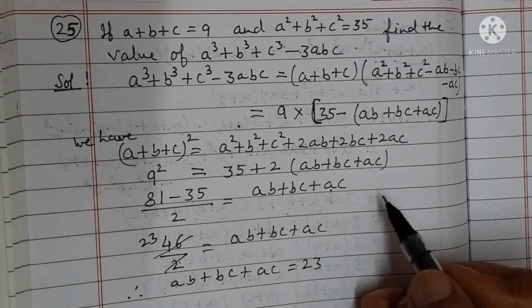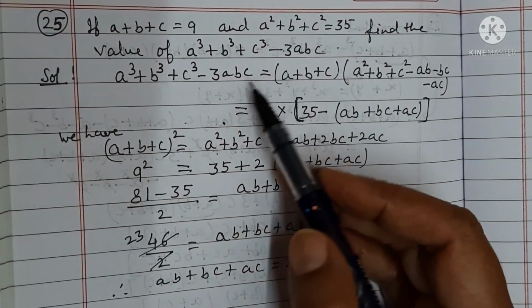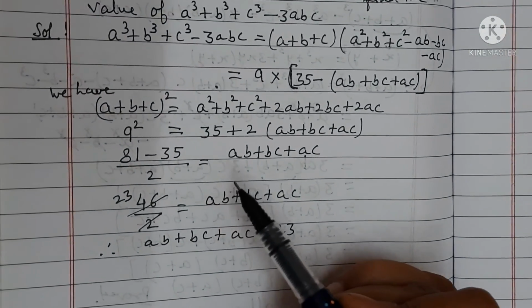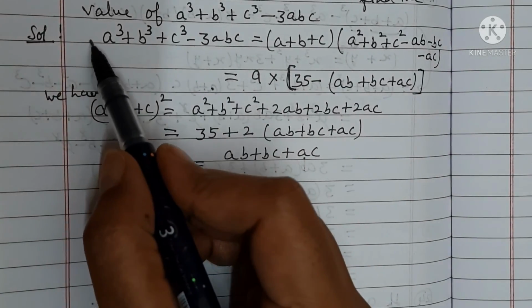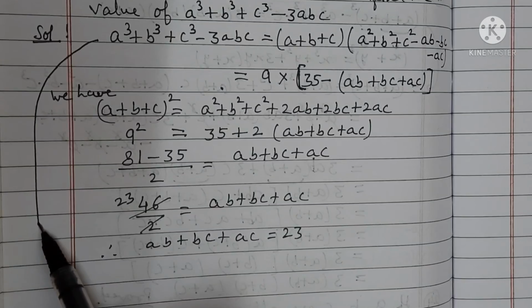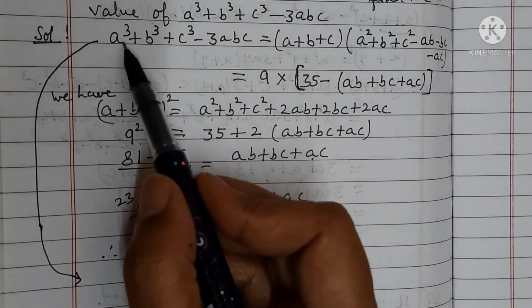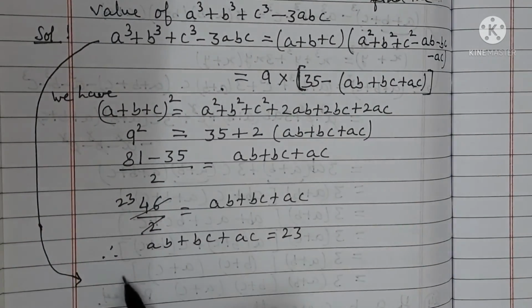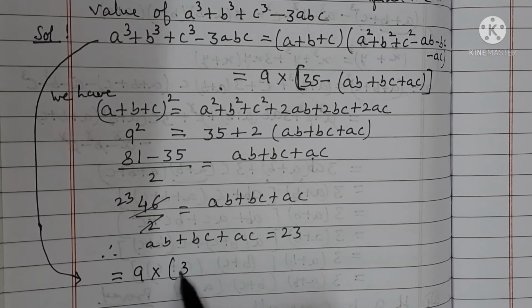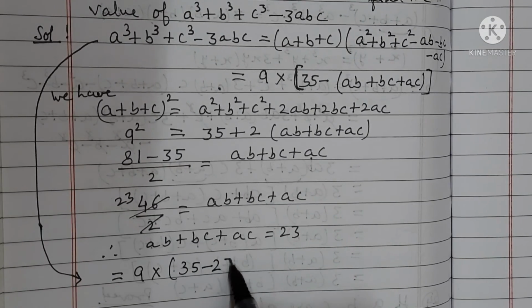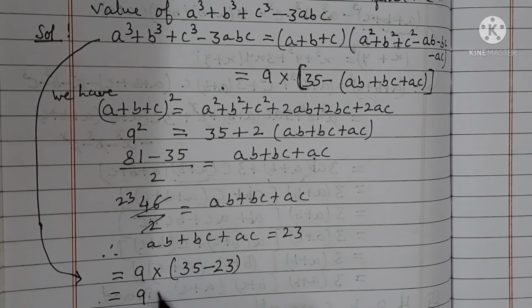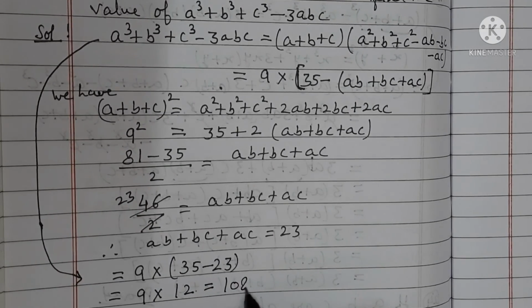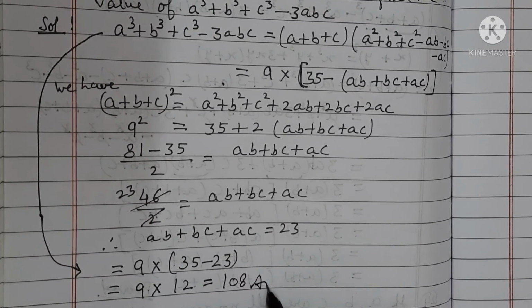This value we will substitute here. So you will get the value of a cube plus b cube plus c cube minus 3abc. I am marking it here, but you can write it all here. So this will be equal to 9 into 35 minus 23. Solve it: 9 into 12, we will get 108. This is the answer.